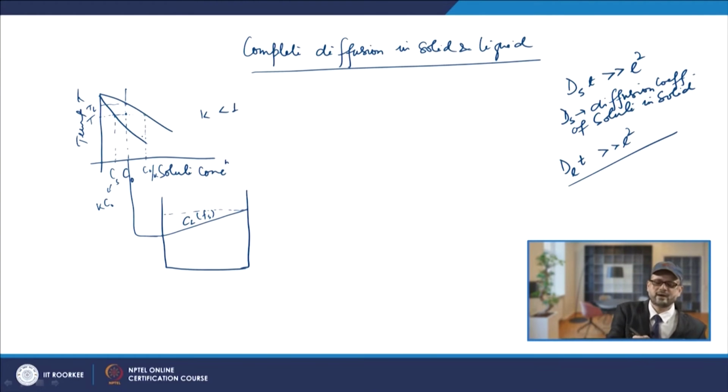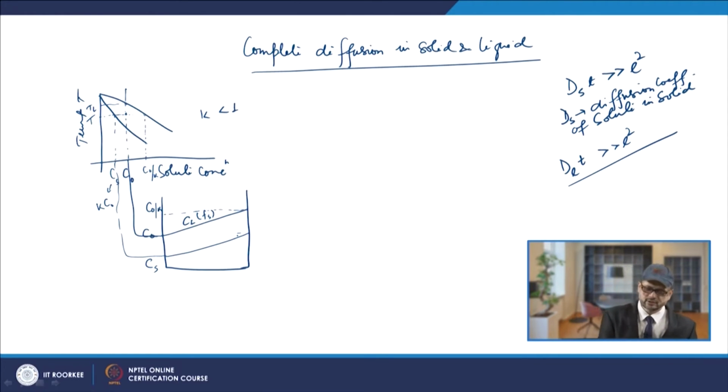So you are coming finally to C naught by K. For the liquid, it starts from C naught and goes to C naught by K. For the solid, it will be starting from Cs, and this Cs line will go and ultimately come up to C naught. So for Cs, this line will be coming as Cs, and from here you will have this line moving up, finally touching this line.